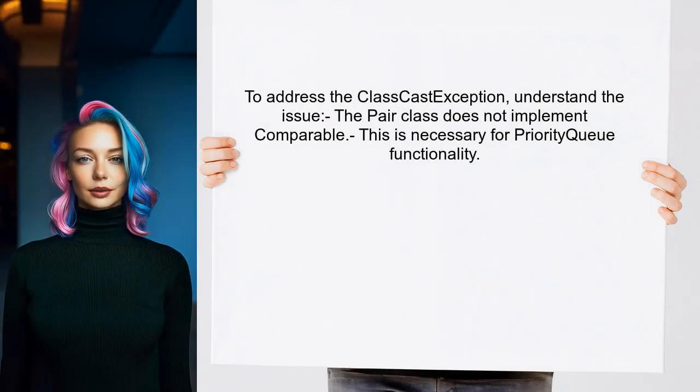To address the class cast exception, the user should first understand that the issue arises because the pair class does not implement the comparable interface. This is necessary for the priority queue to function correctly.